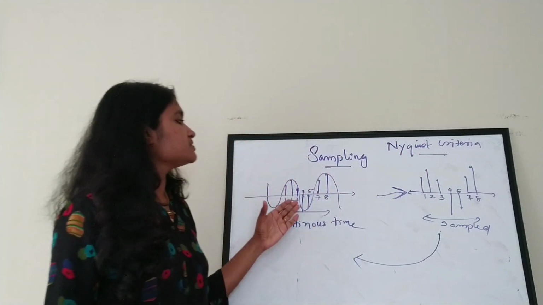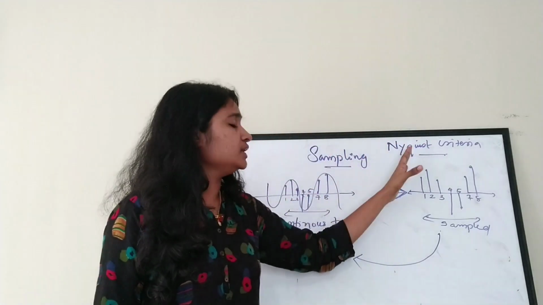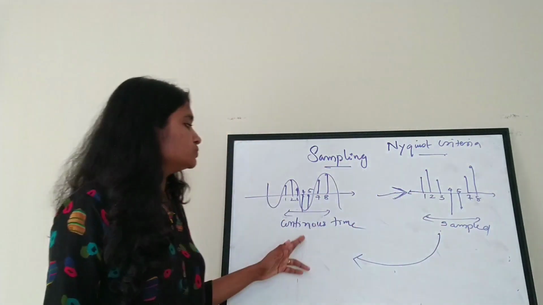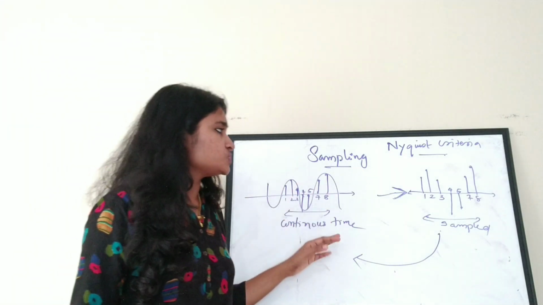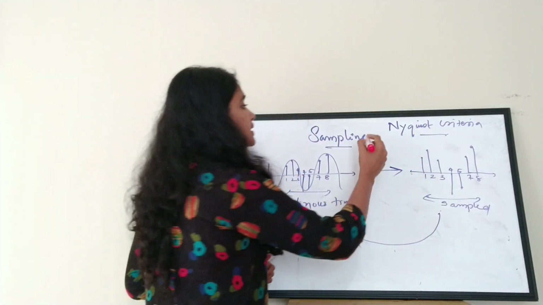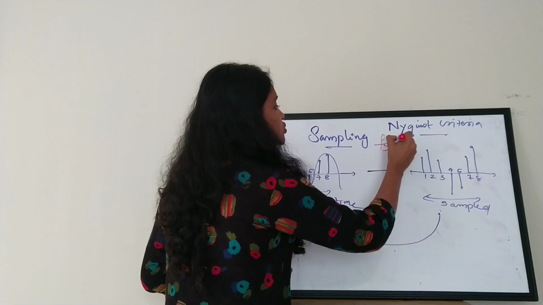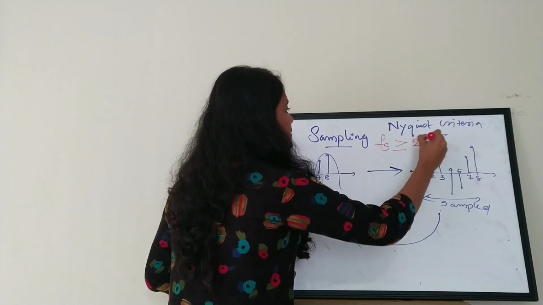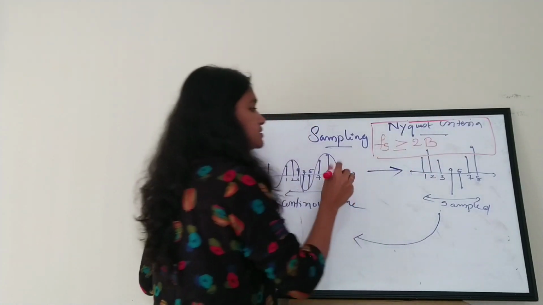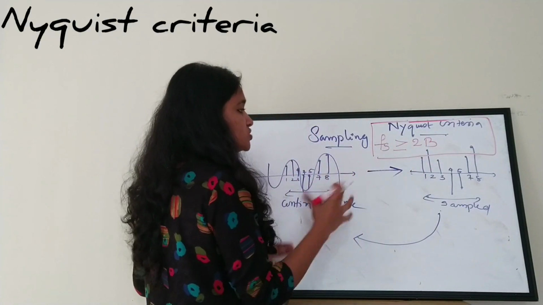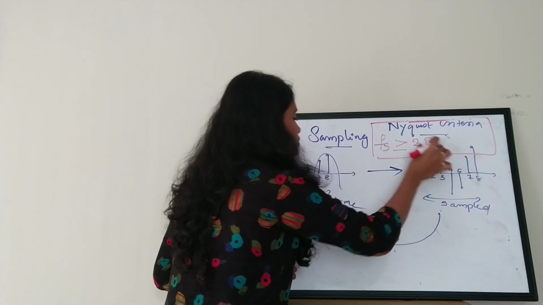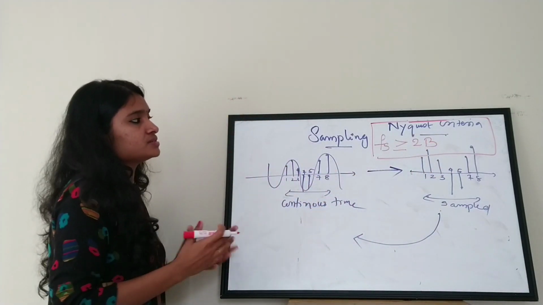So if we are sampling the signal by following the Nyquist criteria only, then we can reconstruct the digital signal back to your continuous time and continuous amplitude signal. So what is Nyquist criteria? Nyquist criteria states that the sampling frequency Fs should be greater than or equal to twice the bandwidth. So this is the Nyquist criteria. That is, the sampling frequency which you are selecting to sample the signal should be greater than twice the bandwidth of your original signal.